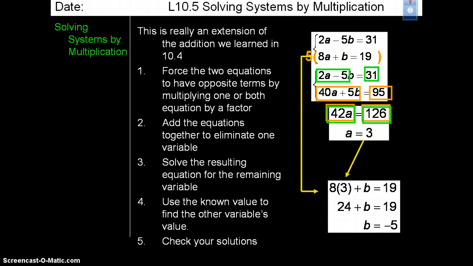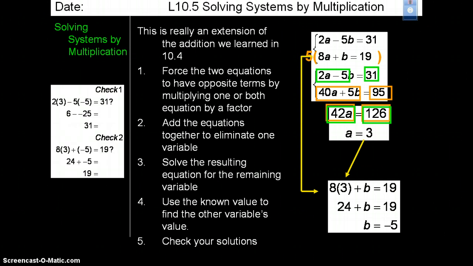Of course, as always, we should check our solutions. When a equals 3, b equals -5 is used in the first equation, 31 equals 31 is good. And when a equals 3, b equals -5 is used in the second equation, 19 equals 19, and that's amazing.